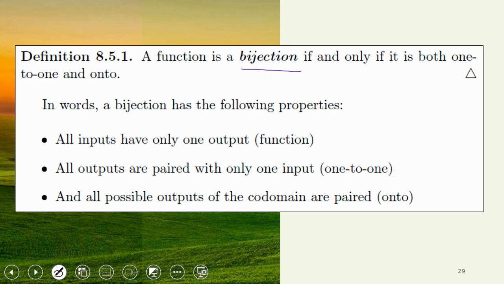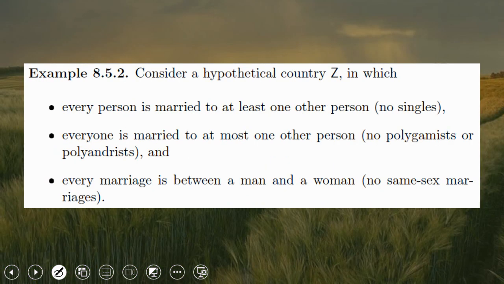And for a function to be onto, there are no leftover elements in the codomain. The range and the codomain are the same. In other words, if you select any random element in the codomain, there is some x value that maps to it. Let's look at an example.